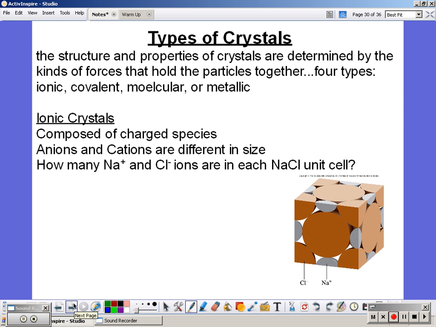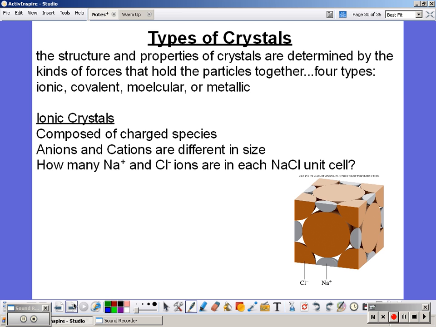Types of crystals. The structure and property of the crystals are determined by the kinds of forces that hold the particles together. So there are 4 major types: ionic, covalent, molecular, and metallic. Ionic crystals are composed of charged species, so you have positives and negatives. Anions and cations are different sizes, so we can get them to be close together based on their size. Remember, anions gain electrons, so they tend to be the larger ones, and cations shrink, so they are the smaller ones. So how many Na and Cl ions does each NaCl unit have?